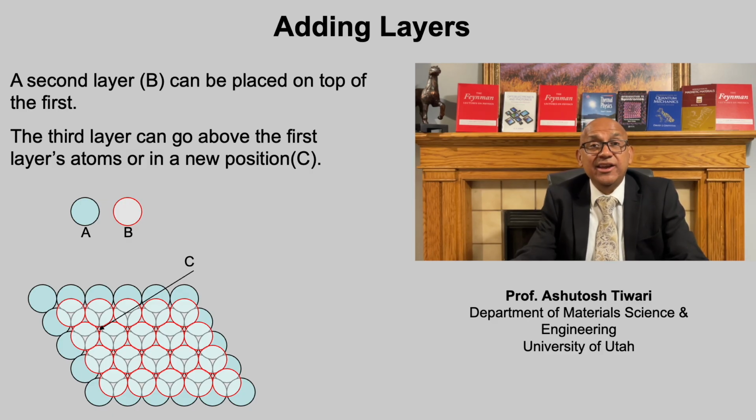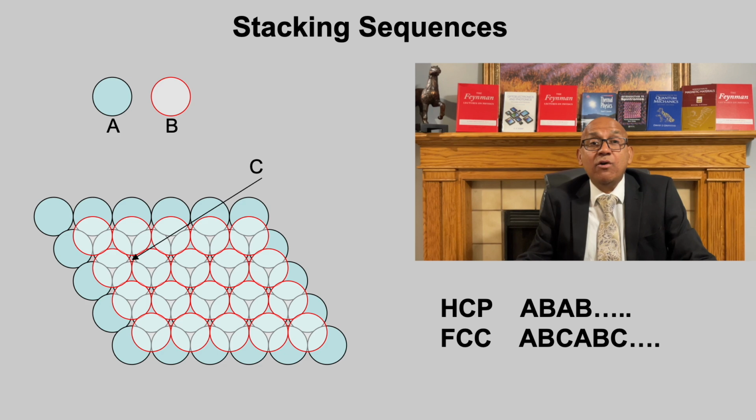Now, when we add the third layer, it can either align directly above the atoms in the first layer, or it can occupy a different set of positions marked as C. This leads to 2 possible stacking sequences. If the third layer goes directly above the first, we get an ABA sequence, which forms the hexagonal close packed, or HCP, structure. Instead, if the third layer goes into the C position, we get an ABC sequence, which gives rise to the face-centered cubic, or FCC, structure. Both have the same packing efficiency of 74%, which is the highest for equal spheres.